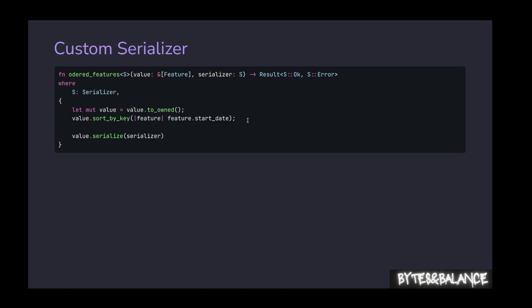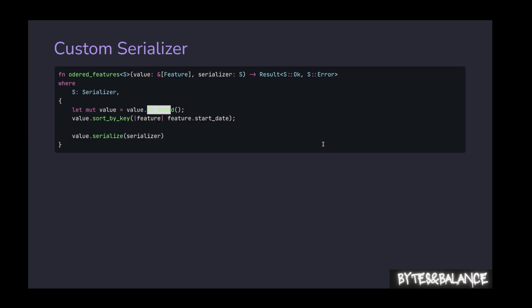And this function uses the where clause to specify that the type of the serializer here must implement the serializer trait. So this is the where clause. And this allows the function to be used with any serializer that implements this trait, making it more flexible. The method to_owned is a method that creates a new owned value. It's a deep copy from a borrowed value. When we do to_owned, this is a deep copy.